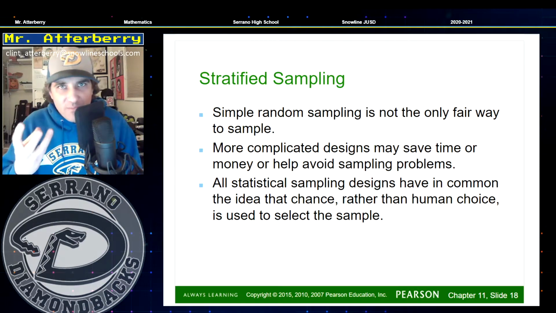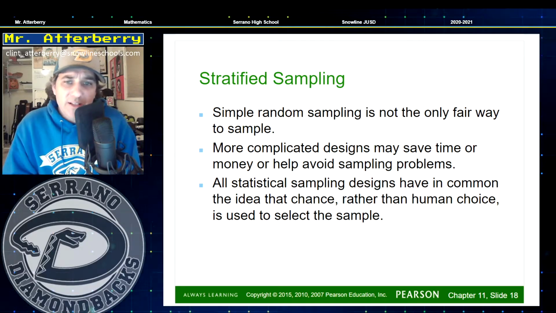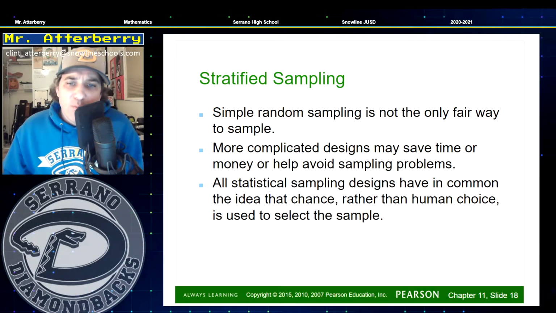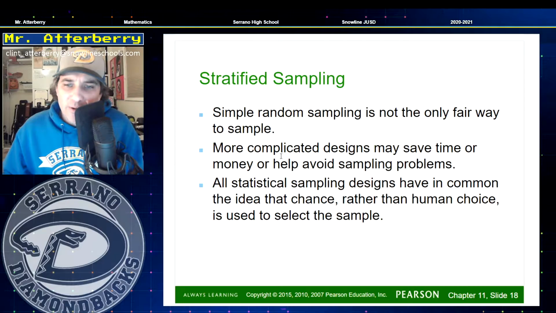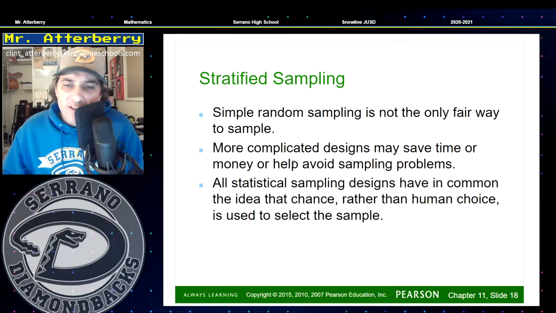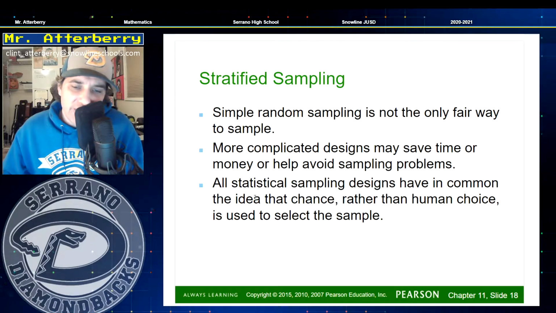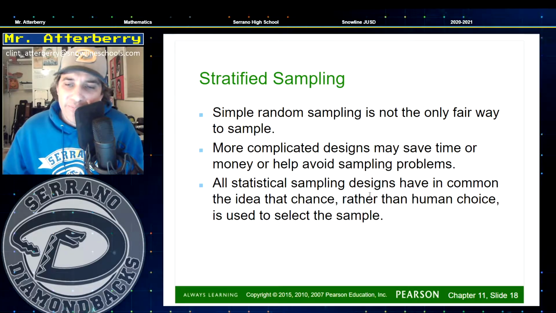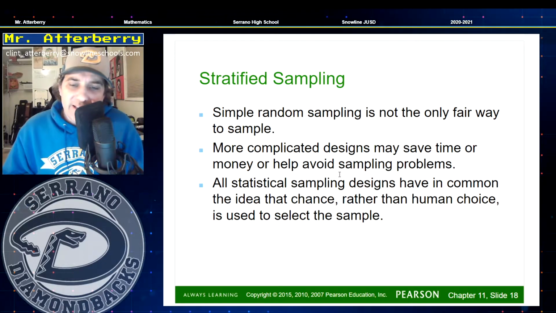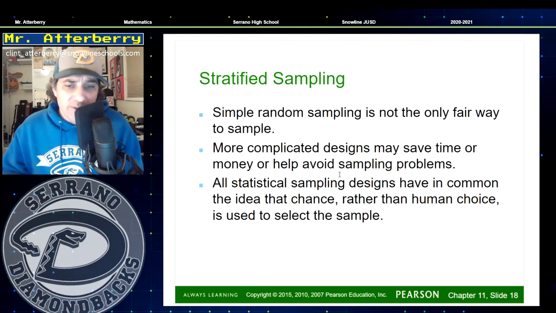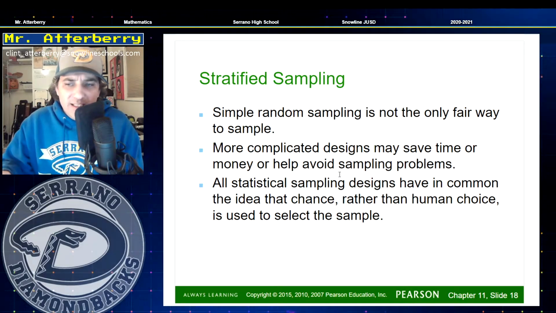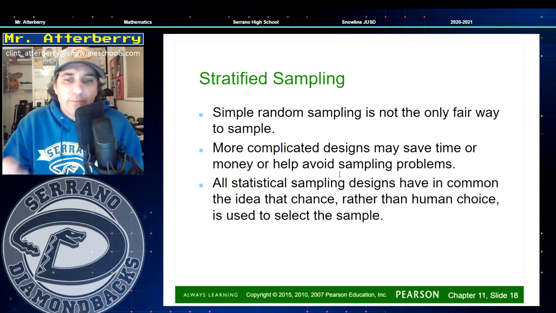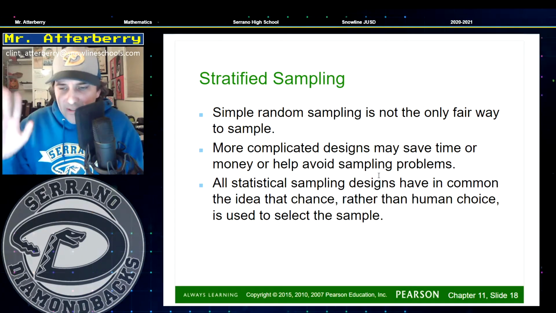So, simple random sampling, SRS, was the first main one. Here's the next one, and you're going to see this one a lot too. It's called stratified sampling. Simple random sampling is not the only fair way to sample. More complicated designs may save time or money or help avoid sampling problems. All statistical sampling designs have in common the idea that chance, rather than human choice, is used to select the sample. So once again, the idea is that it's all random, all by chance, and that you're not actually choosing people or things. That's the big design picture here.